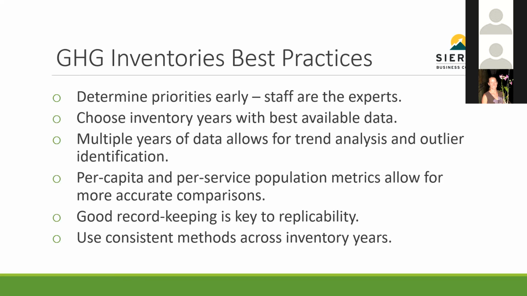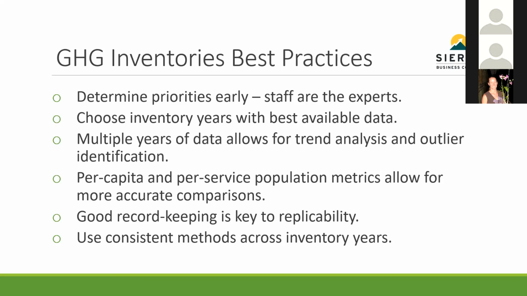Per capita and per employee metrics allow for more accurate comparisons between communities. You can look at statewide averages and compare to those. You have to be really careful when you're comparing because methods and reporting frameworks can change, and they need to be consistent if you're going to be comparing. Good record keeping is really important for replicating results. Carefully document your communications, who you get information from and when that happened, because you might get inconsistent data from different people at different times, and good record keeping really helps straighten that out. And it's really important to keep good records of your raw data.